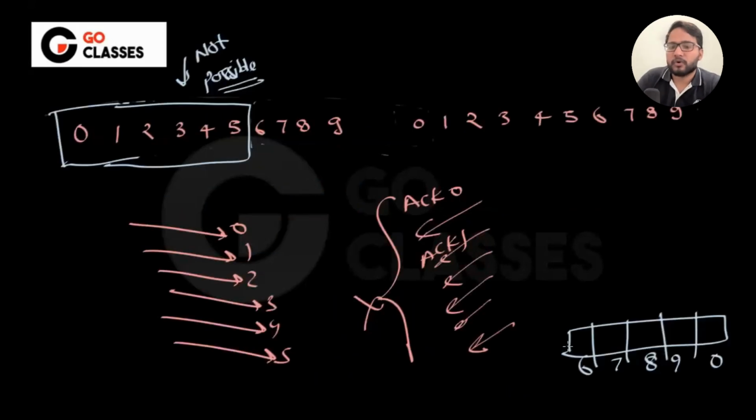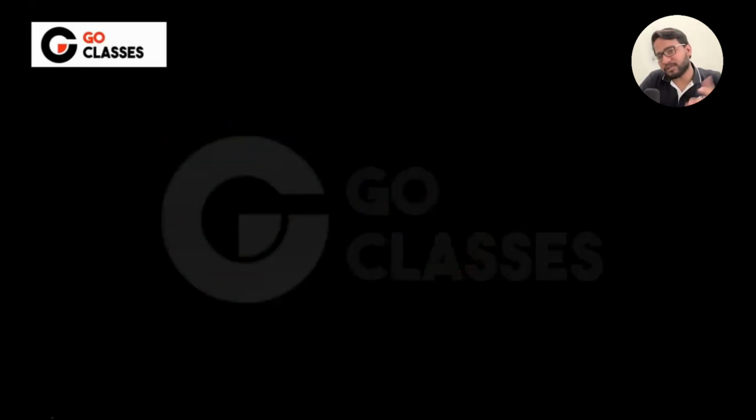So if you are having any sequence numbers, let's suppose starting from 1, I can start from 0 also, but for this example, let's say I'm starting from 1. Let's suppose you are having till 100.